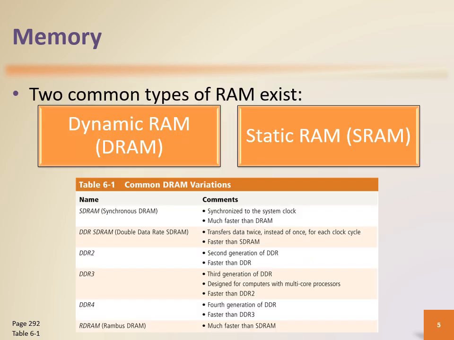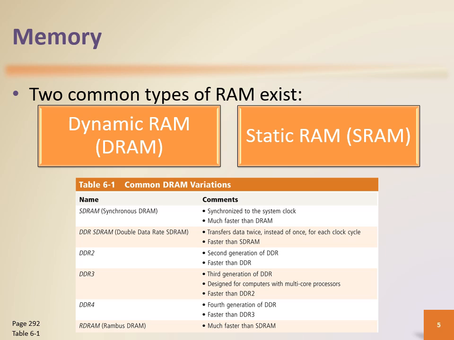RAM is also of two types. One is dynamic RAM, also known as DRAM, and the other one is static RAM, that is SRAM. And these are common DRAM variations. There are variations in this DRAM as well. SDRAM, DDR, DDR2, DDR3, DDR4, RDRAM. All of these are DRAM variations.